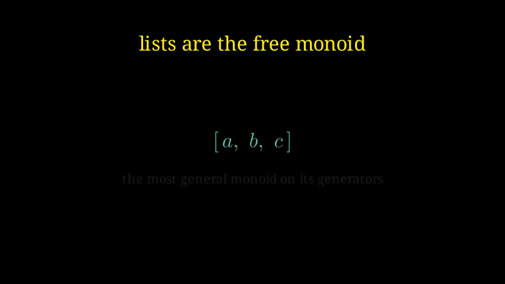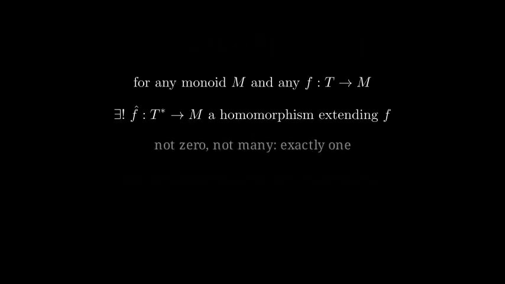What makes a monoid free exactly? Given any set T, the finite lists over T, under concatenation, form a monoid. Free means it imposes no relations of its own beyond what every monoid must obey. It just remembers the elements in order. Freeness comes with a universal property. For any monoid M, and any function f from the generators T into M, there is exactly one homomorphism from the free monoid on T to M that extends f. Not 0 and not many, exactly one.